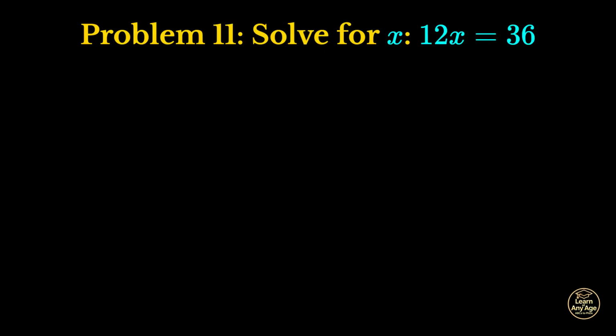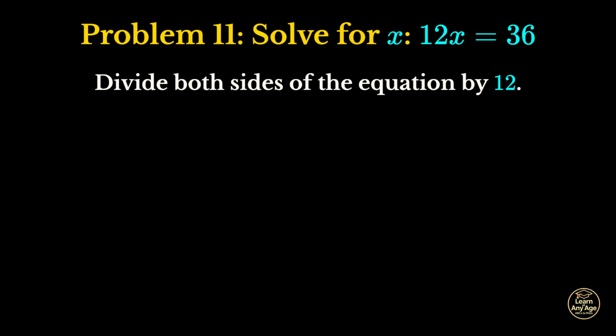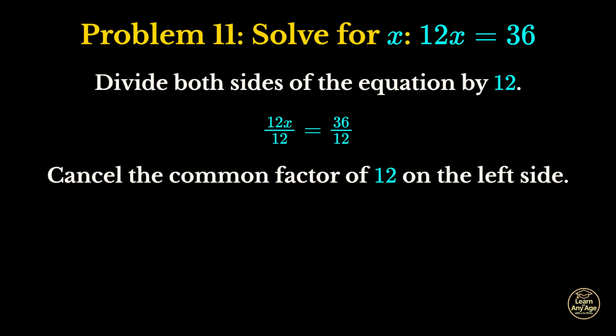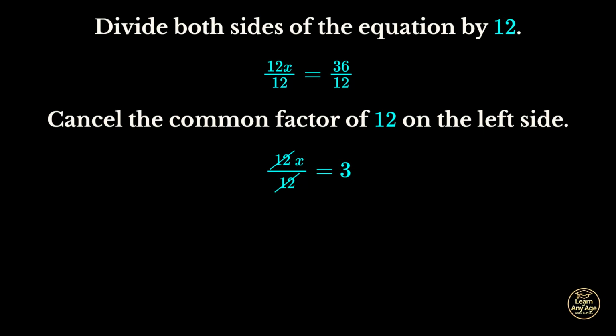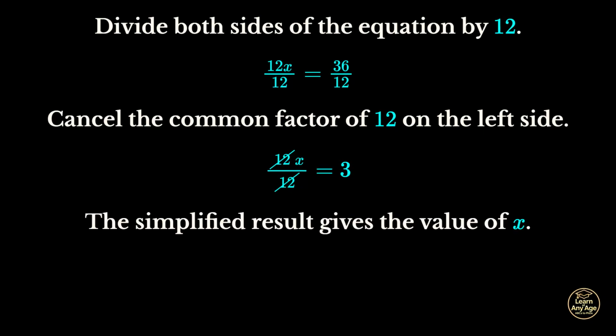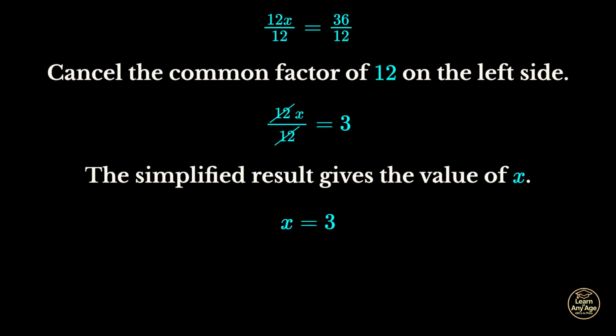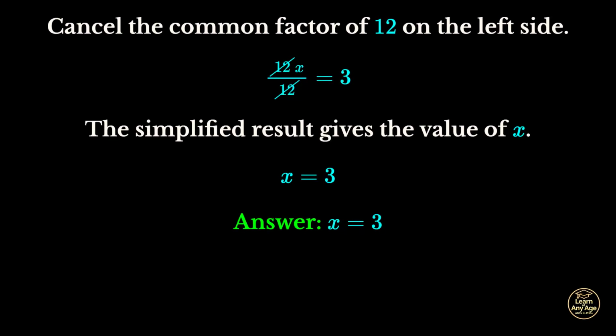Problem 11, solve for x, 12x equals 36. Divide both sides of the equation by 12. 12x over 12 equals 36 over 12. Cancel the common factor of 12 on the left side. 12 cancelled out, x over 12 cancelled out equals 3. The simplified result gives the value of x. x equals 3. Answer, x equals 3.